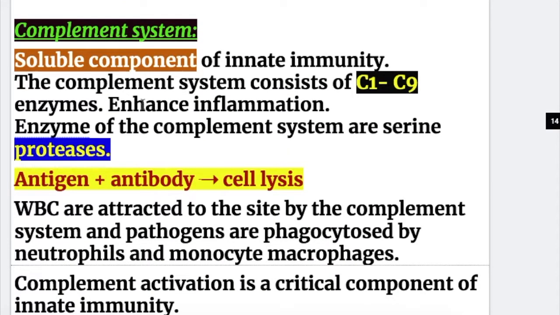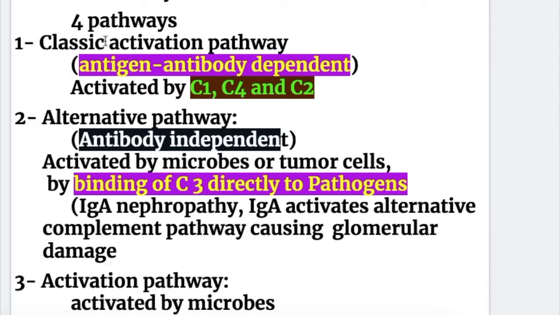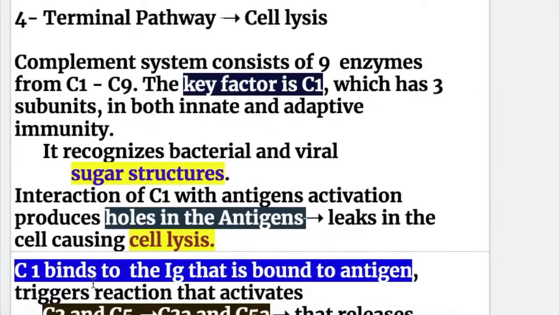So complement is a system of soluble proteins of innate immunity that has serine protease. When antigen combines with antibody, the complement attaches to this antibody, and that attracts the WBCs, and pathogens are phagocytosed by neutrophils, monocytes and macrophages. There are 4 paths. Number 1, classical activation pathway, antigen-antibody dependent. Alternative pathway, antibody independent. Activation pathway activated by microbes, and the 4th pathway is a combination of the 3 that leads to cell lysis.